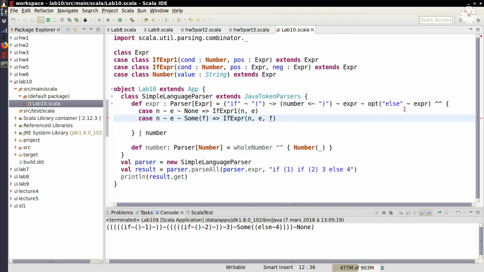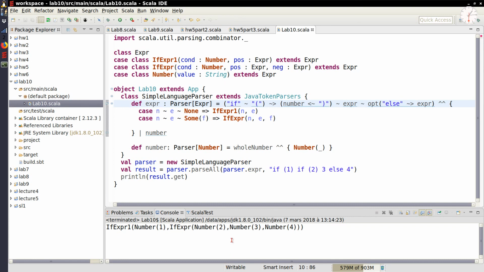How do I get rid of the else? Like this. Oh, yeah. And that is the significance of this operator. It throws away the thing that the arrow does not point to. And now all is happy. So let's run that. Okay. So now it parses.